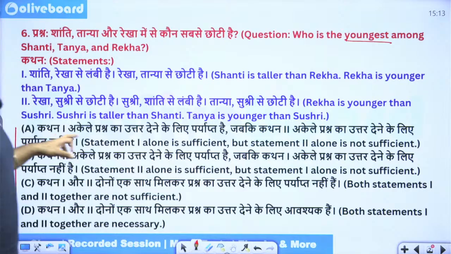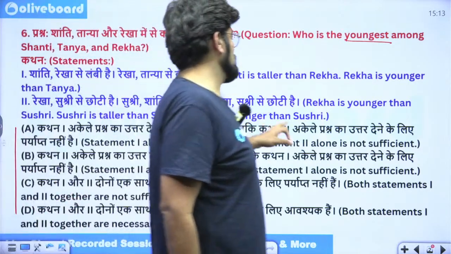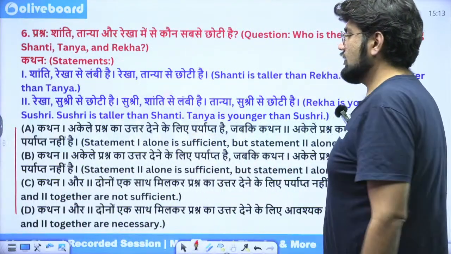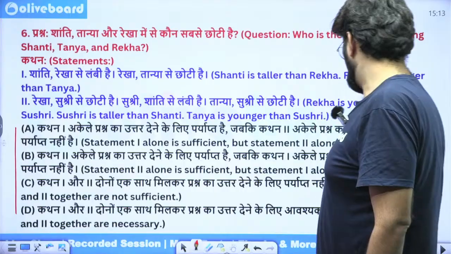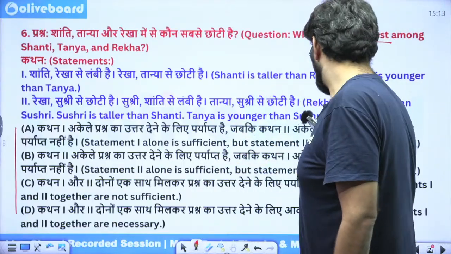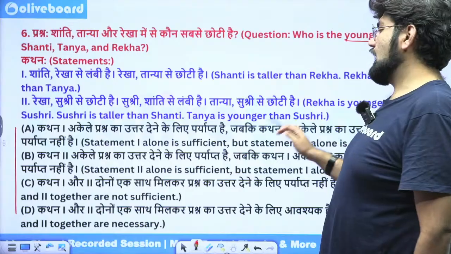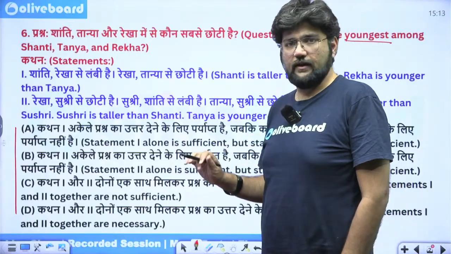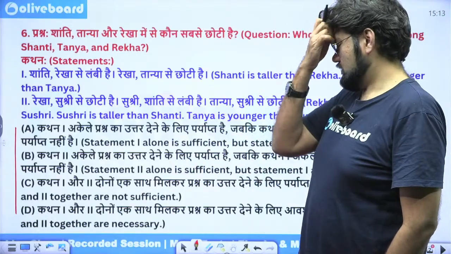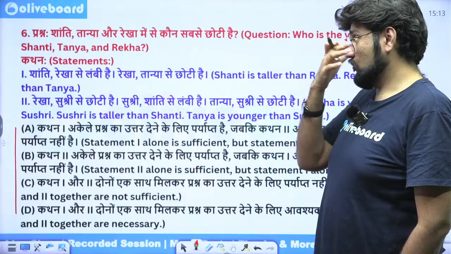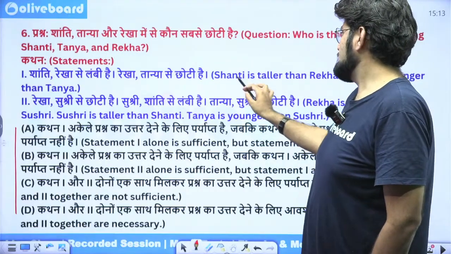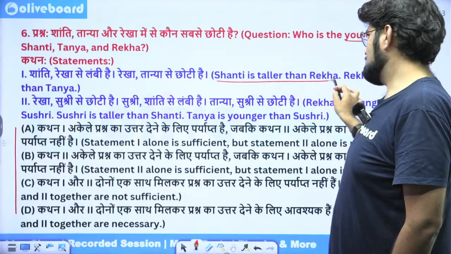So what are the options saying? Statement 1 alone is sufficient, but 2 alone is not. The second says statement 2 alone is sufficient, but 1 is not. The third says both are not sufficient, and the fourth says both together are sufficient. Simple 4-set question this is. Now you will check 1 alone. Statement 1 says that Shanti is taller than Rekha.